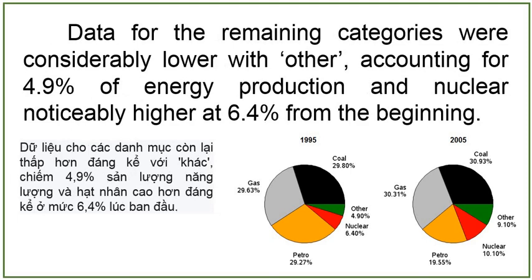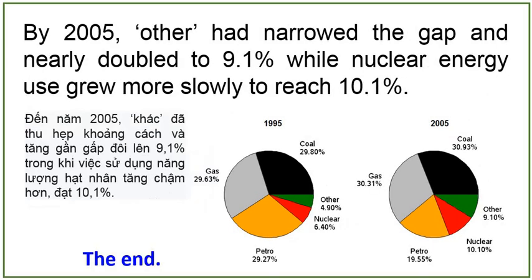Data for the remaining categories were considerably lower, with other accounting for 4.9% of energy production and nuclear noticeably higher at 6.4% from the beginning. By 2005, other had narrowed the gap and nearly doubled to 9.1%, while nuclear energy use grew more slowly to reach 10.1%.